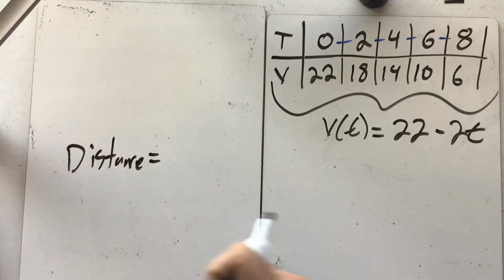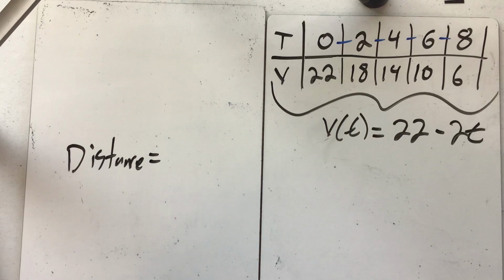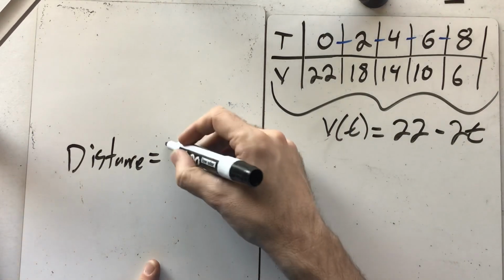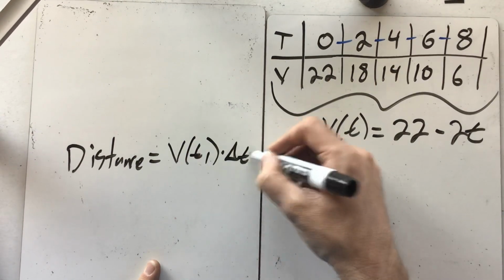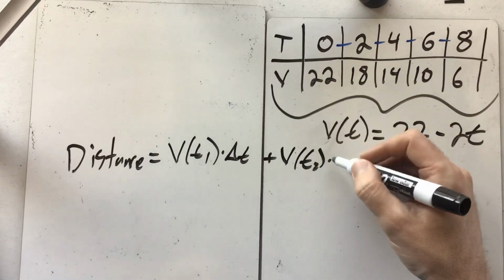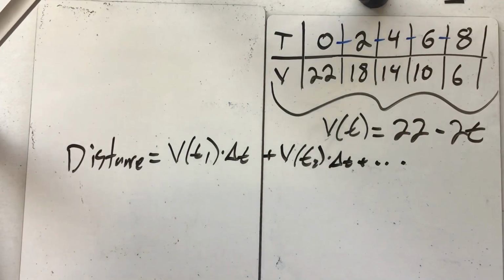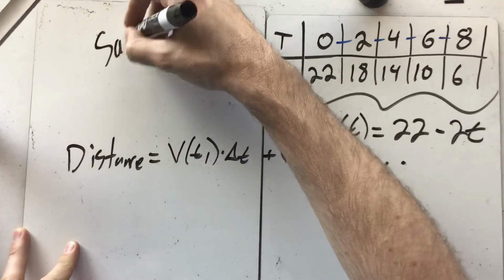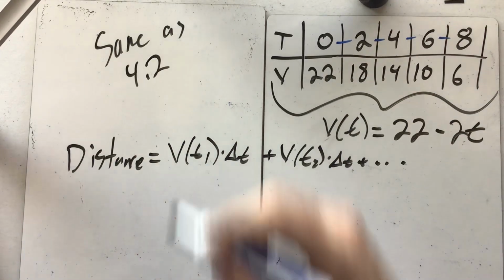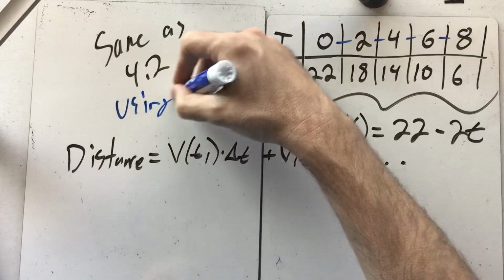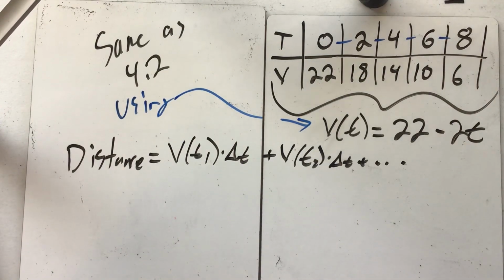I would just do v at 0. Let's see. Oh, and we could use midpoints of each interval. So I would just do v of t1 times my delta t plus v of t2 times my delta t plus, and so on. And then I would solve that problem the exact same way I solved the problem in exercise 4.2. So this is the same as 4.2, except we're using that equation instead.